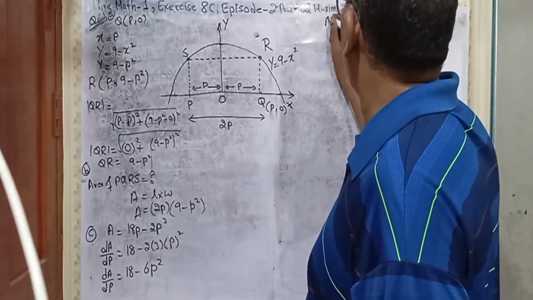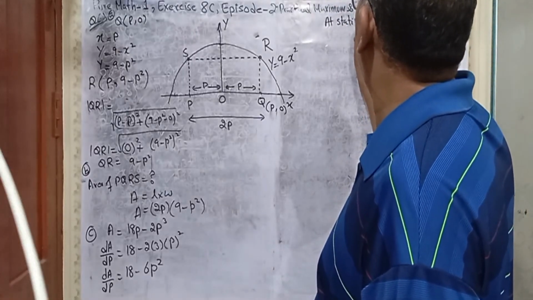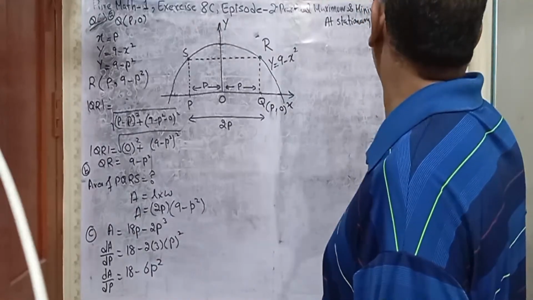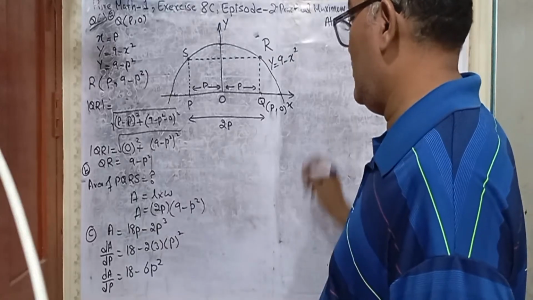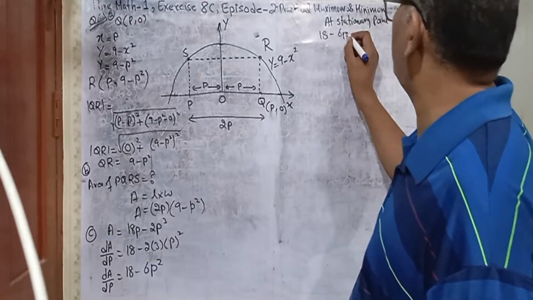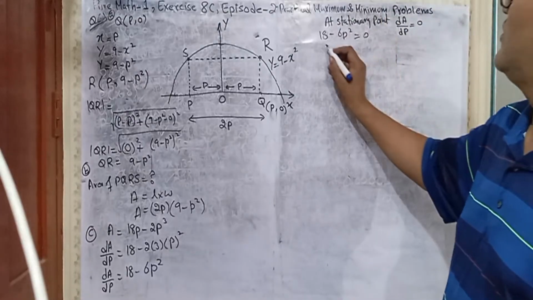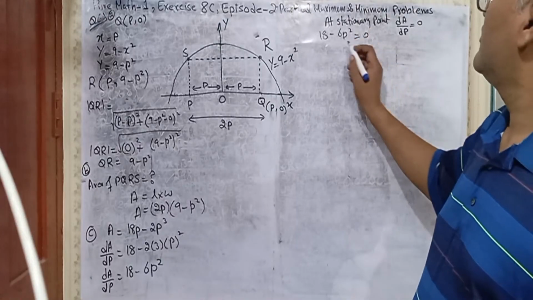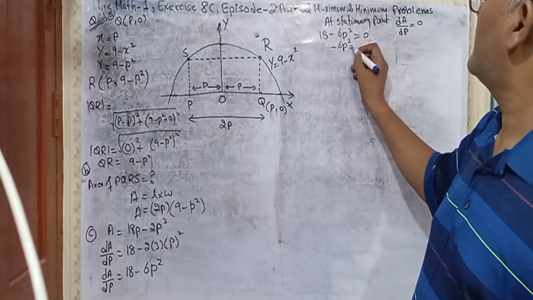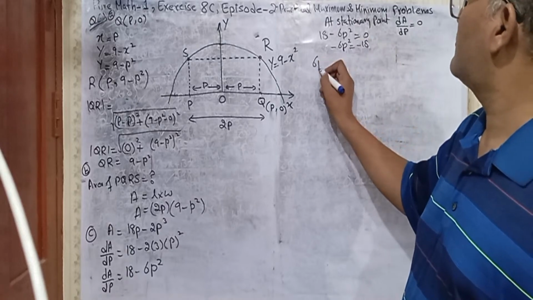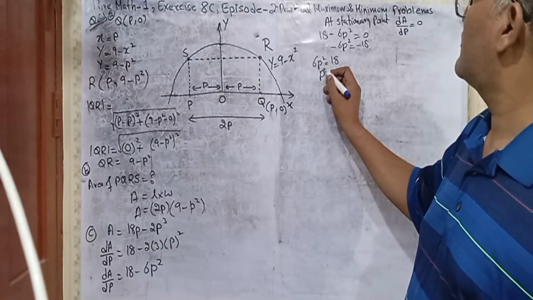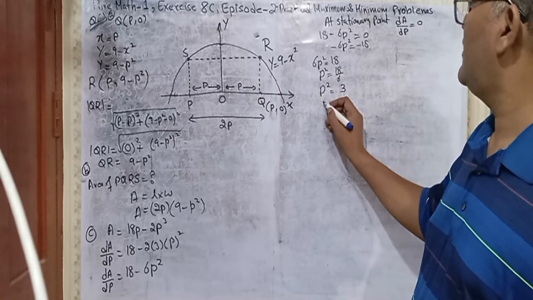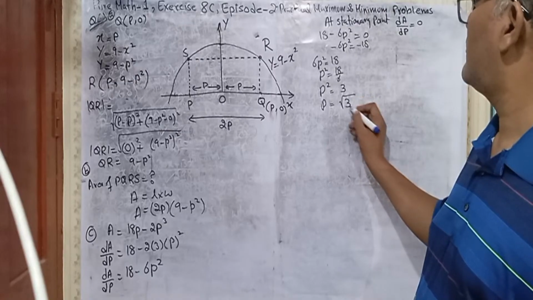So at the stationary point, dA by dp should be 0. So 18 minus 6p square will be equal to 0. It's square, yes. So you will have minus 6p square equals to minus 18. So 6p square equals 18, p square will be equal to 18 divided by 6. So p square will be equal to 3. So p will be equal to under root 3.